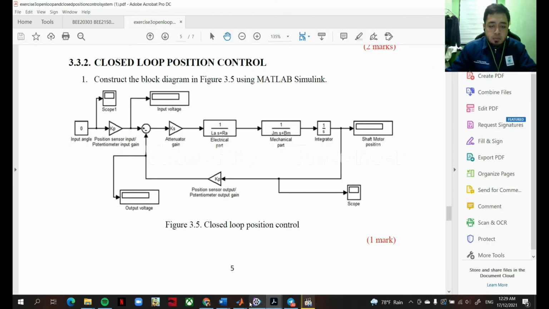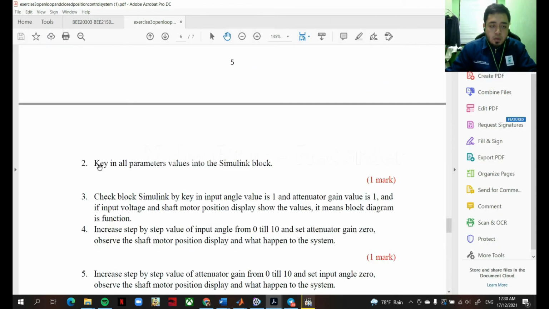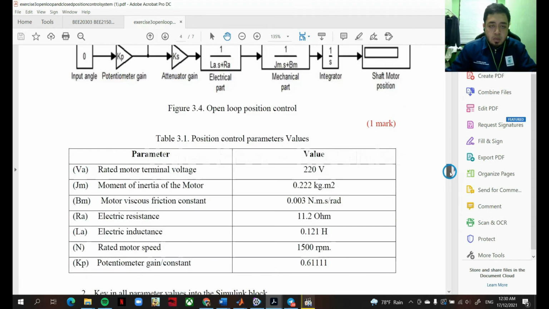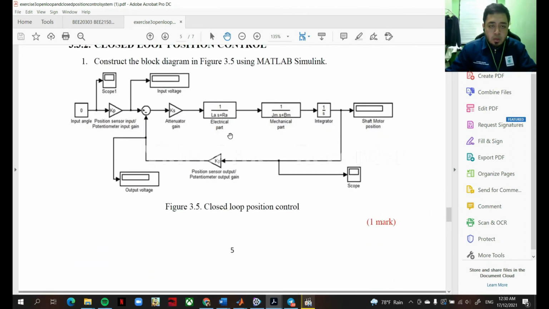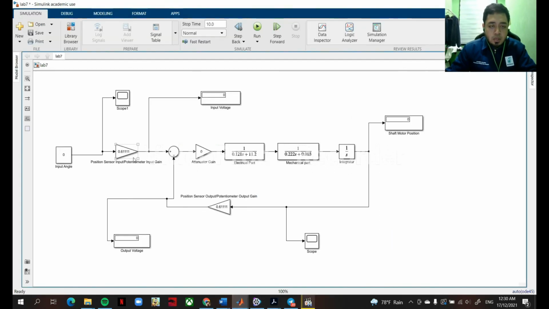Okay, we have completed the construction of the block diagram. For step number two, we need to key in all the parameter values into the assembly block. All the related parameters we need to key in to this block diagram, which is LA, RA, JM, BN, DP, PP, and so on. So we have completed keying in all the parameters like this. We have changed the denominator and so on. That's for step number two.